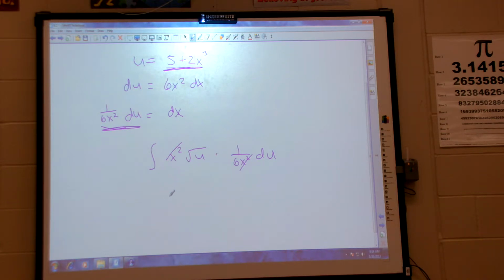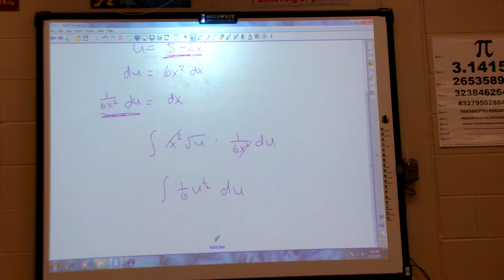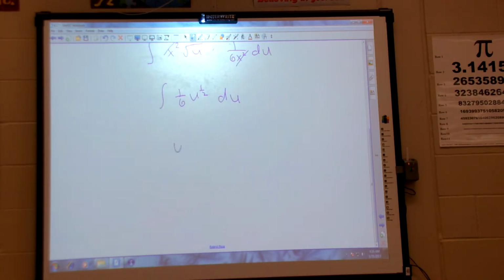So I really have the integral of 1/6 u to the 1/2. I went ahead and wrote it like that. Now that is much nicer. Notice all my x's canceled and I have an easy power rule. So I can go ahead and do my antiderivative. Okay, so I add 1 to the power, get 3 halves. Divide by 3 halves. Now 1/6 divided by 3 halves is 1/6 times 2/3. Cancel. 1/9 u to the 3 halves, plus C.